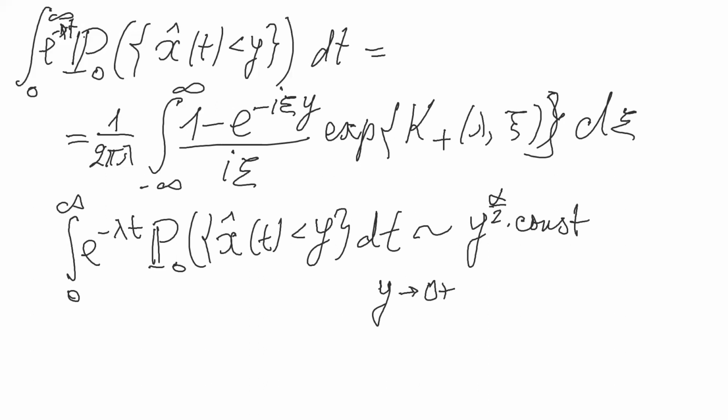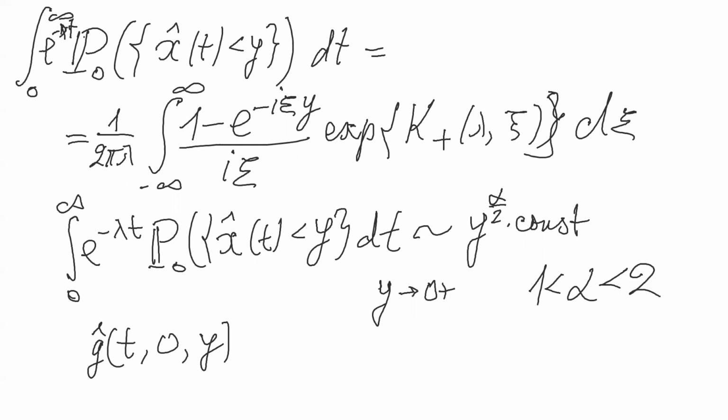What does it mean? It means that this density has a singularity at the point y equals 0. You see, if this function is bounded at that point, we have here y to the power 1. But now I consider alpha greater than 1 and less than 2. So we have that this probability does not have the first order as y goes to 0.